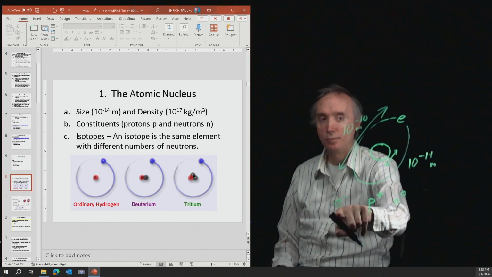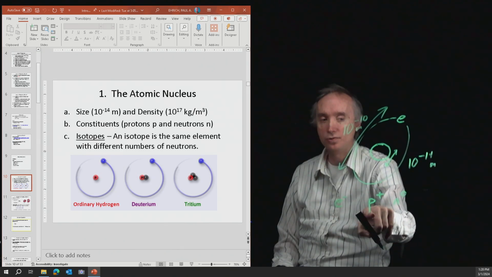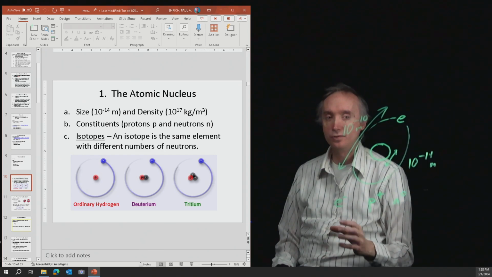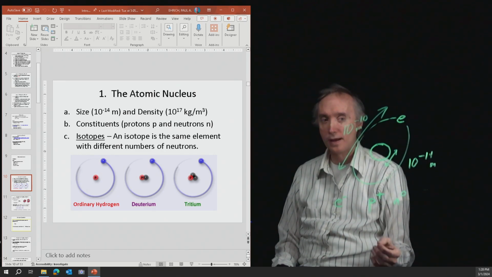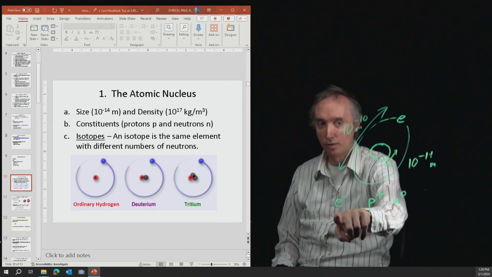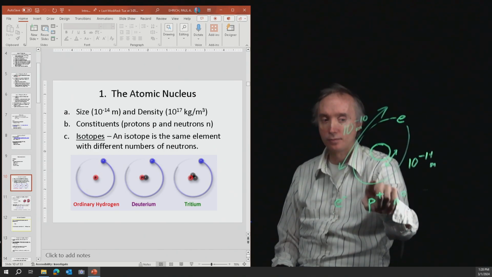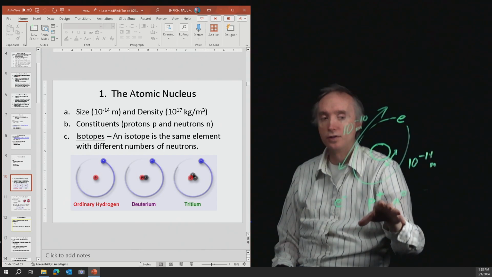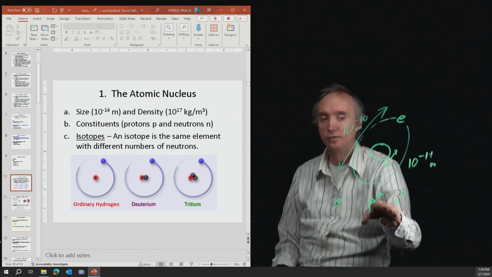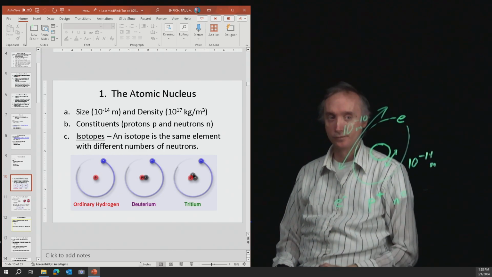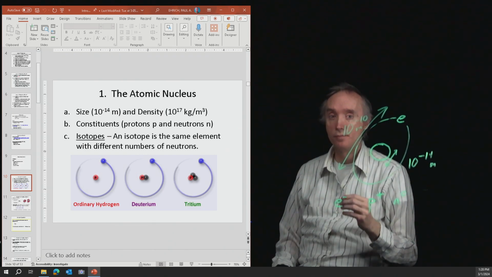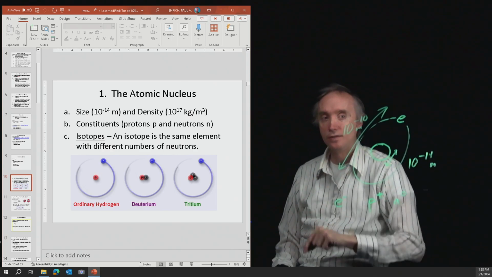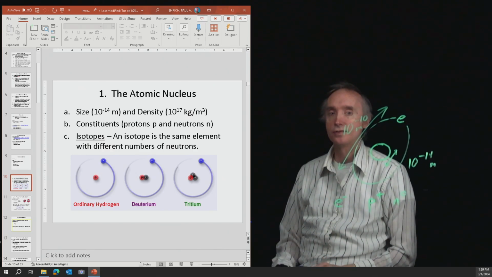Well, imagine a ping pong ball and then two bowling balls. So a bowling ball is roughly 2,000 times more massive than a ping pong ball. So that means that protons and neutrons are, roughly speaking, 2,000 times more massive than the electron. So that means that most of the mass of an atom, again, is located in that teeny tiny nucleus.